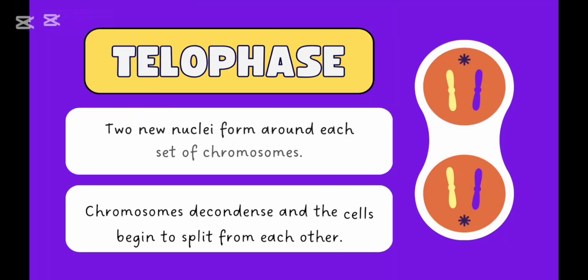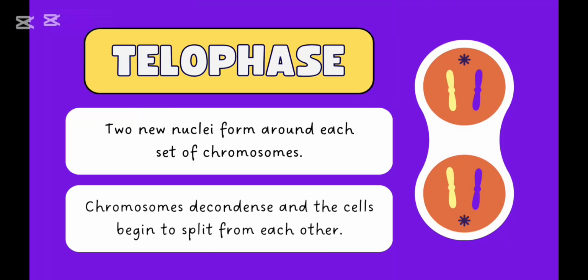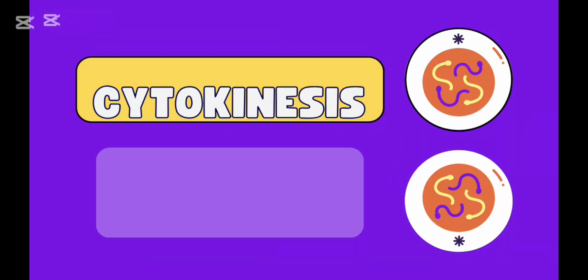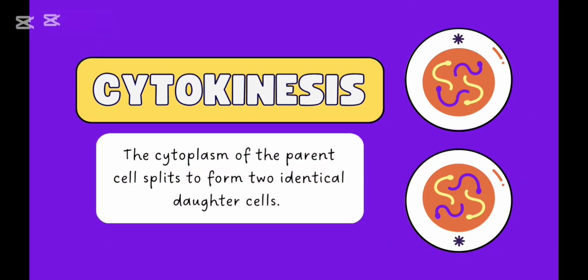Finally, telophase, which is the last phase of mitotic division. T for telophase, T for two daughter cells formed. So the nucleus divides into two nuclei, and there's also what we call cytokinesis. Cytokinesis is when the cytoplasm divides, and that is when you have two daughter cells formed.